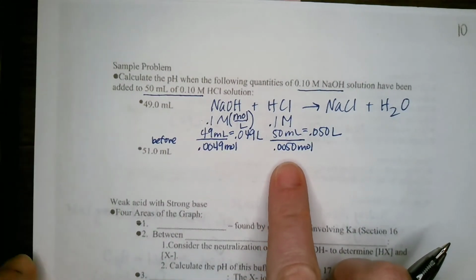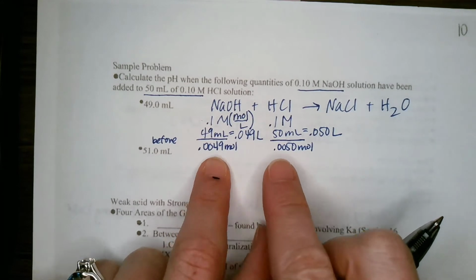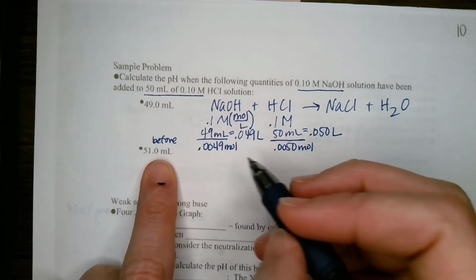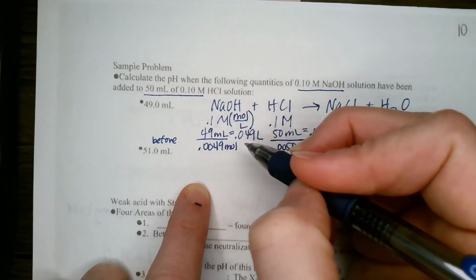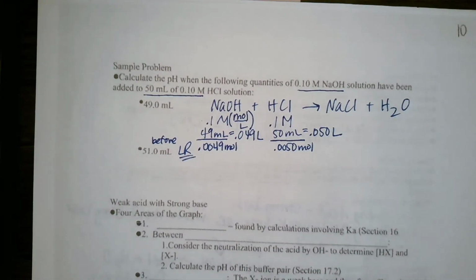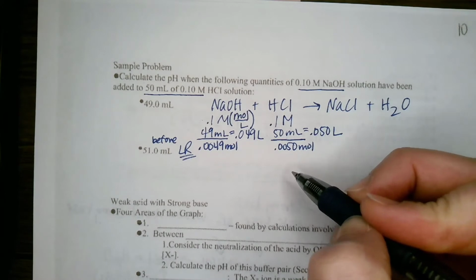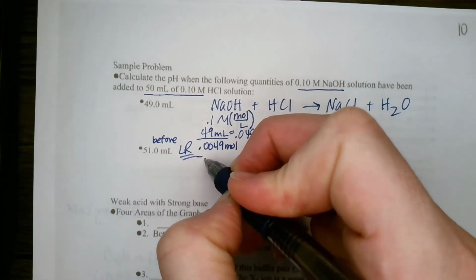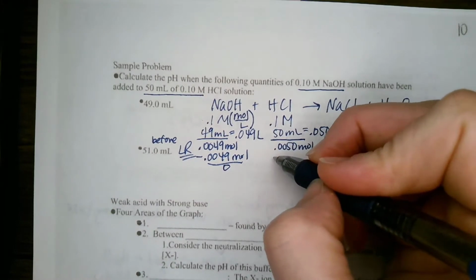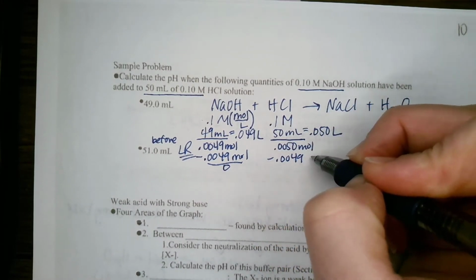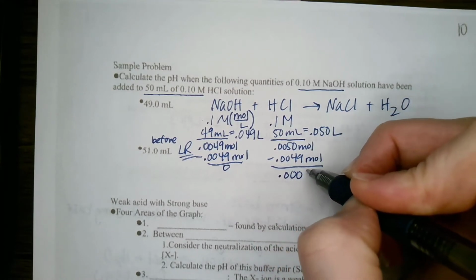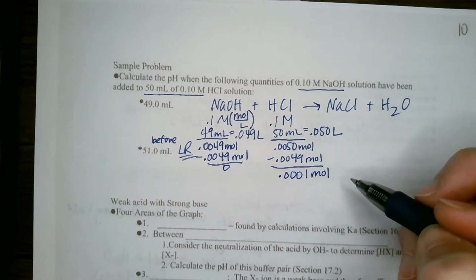So we can see here that our reactants get used up and my products will gain. I can see here that my NaOH is my limiting reactant, and that I am going to use up all of my NaOH first, right? I'm going to subtract 0.0049 moles to use it up, and I'm going to subtract 0.0049 moles of the HCl. And there's going to be 0.0001 moles of HCl remaining.